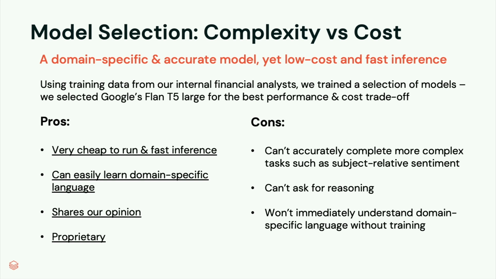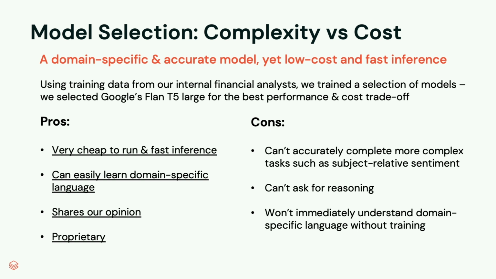In terms of the trade-off and some of the negatives, we can't execute some of those more complex tasks, like subject-relative sentiment, where there are multiple subjects being talked about in different ways. We can't do that with this model. But as these sentences are more of an edge case and not really the aim of our product, we came to terms with that one.